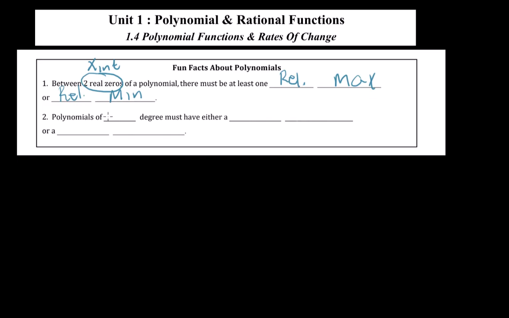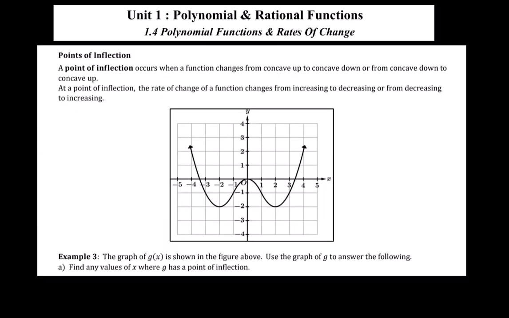And number 2, a polynomial of even degree must have either an absolute maximum or an absolute minimum. If the polynomial is not even, then we do not have an absolute maximum or absolute minimum. So knowing these two concepts, let's go over this example.